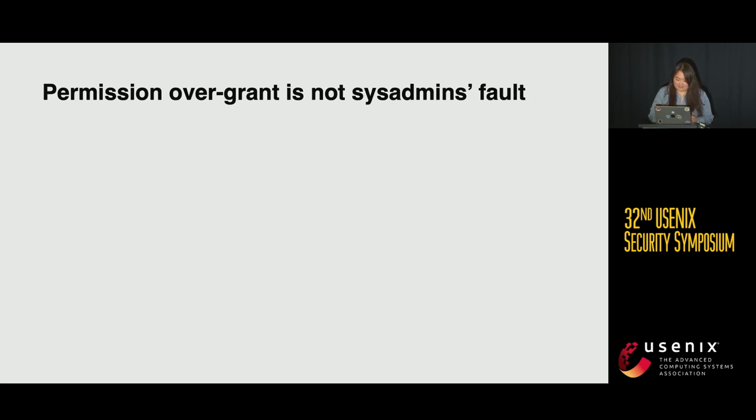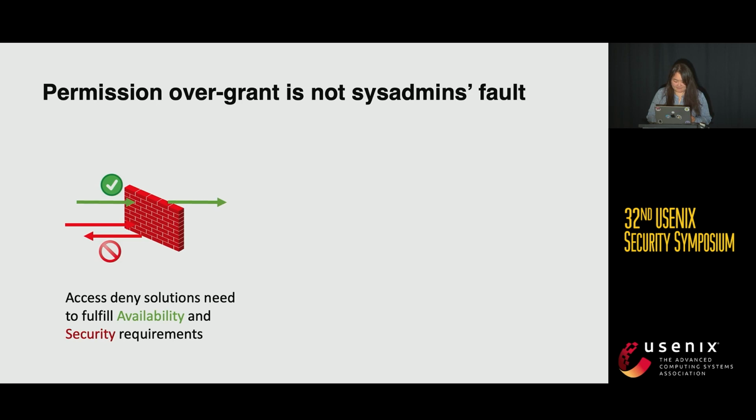Permission overgrant is not the system administrator's fault. It is a hard problem because it needs to fulfill both availability and security requirements. And most of the time, it is very hard because it goes through multiple components, and each component has its own rules and policies. Sometimes we might miss updating a component, or sometimes we might update it incorrectly.